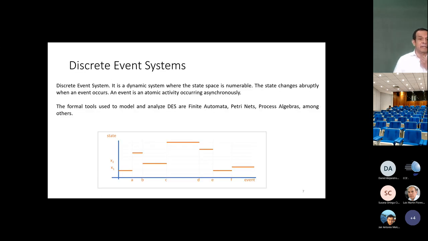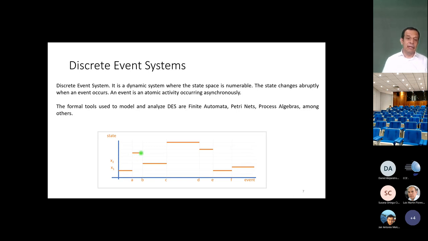What is a discrete event system? It is a dynamic system. It means that the behavior of the system depends on the input of the system and also on an internal quantity of the system that we know as the state. In this kind of system, the state space is countable, and the states change abruptly when an event occurs. For example, this system is evolving, and this is the state of the system. When this event arrives, the state changes abruptly to this new state.